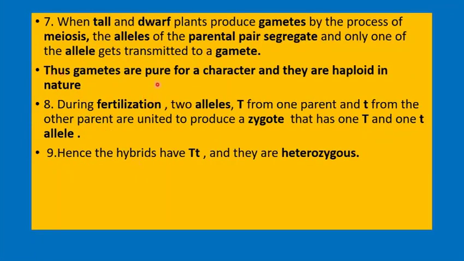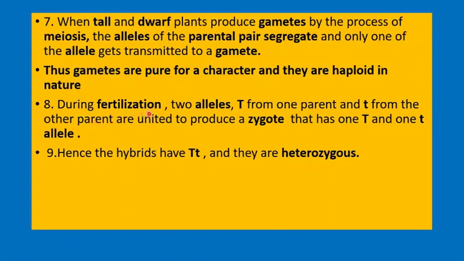Now, when tall and dwarf plants produce gametes by the process of meiosis, very important, the alleles of the parental pair segregate and only one of the alleles gets transmitted to a gamete. Thus, gametes are pure for a character and they are haploid in nature. They will get only one of the contrasting alleles. If it is capital T and capital T, there will be two gametes produced, and both the gametes will be having one capital T, not both. So, parents will be diploid and gametes produced by meiosis will be haploid in nature. That is why they are pure for a character.